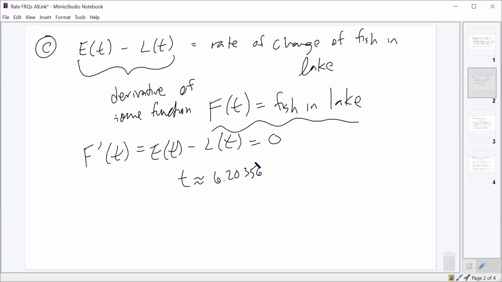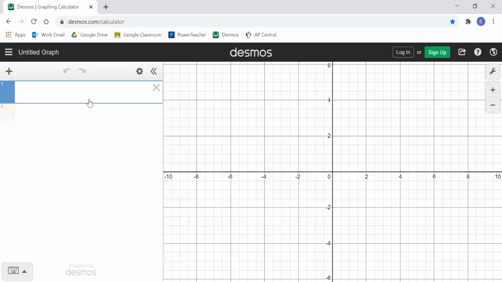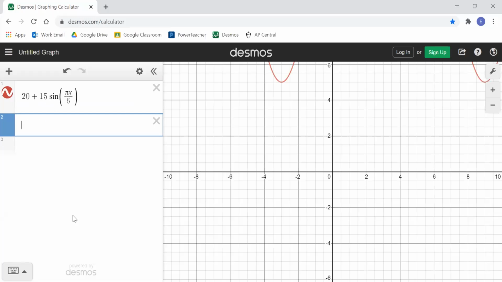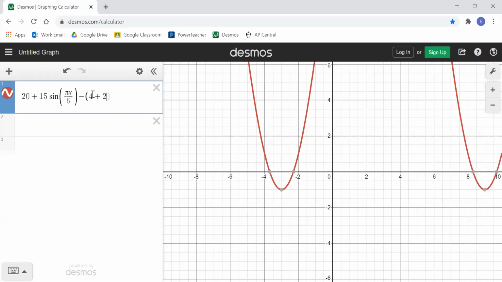And we could note by looking at the graph of E of t minus L of t, and in fact, I'll just put it up on Desmos real quick. What was the E of t function? E of t was 20 plus 15 sine pi t over 6. X though. X. Okay. And what was L of t? 4 plus 2 to the 0.1 t squared.